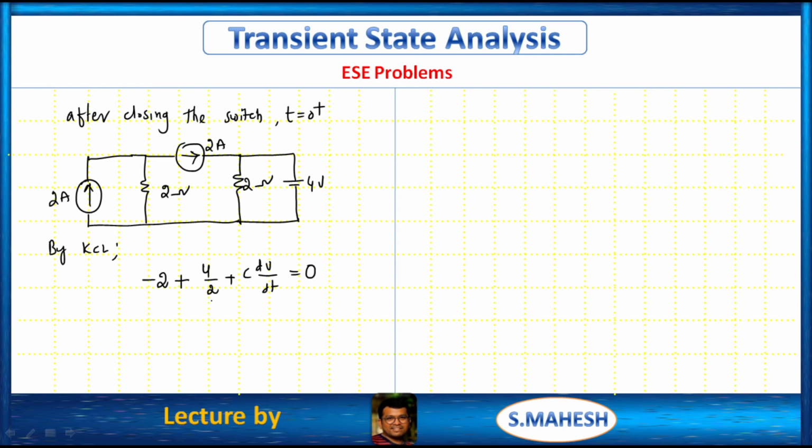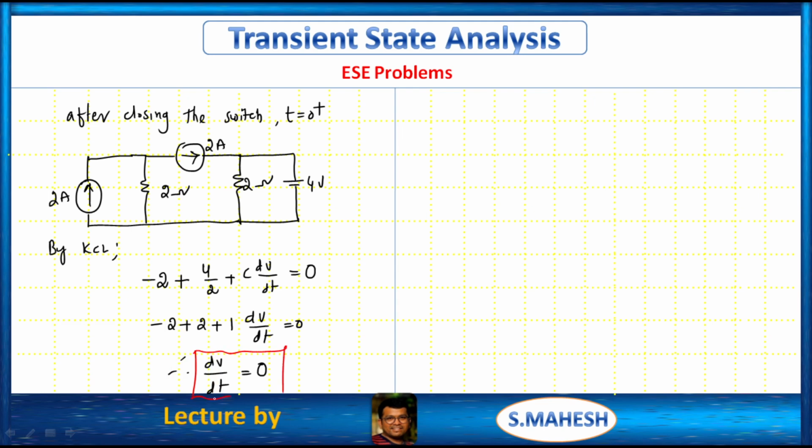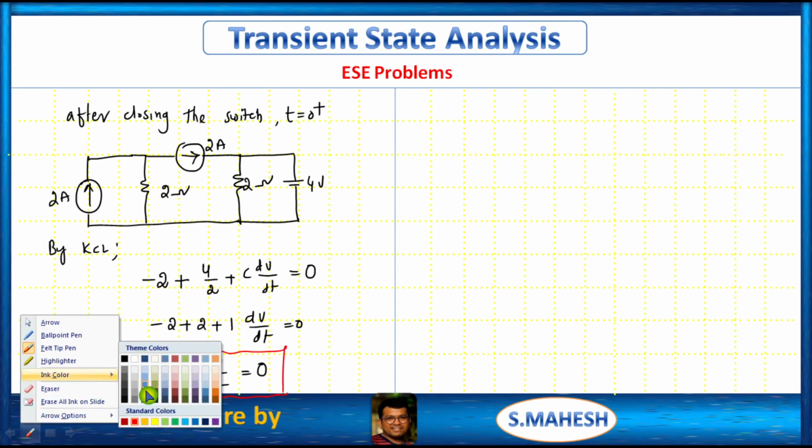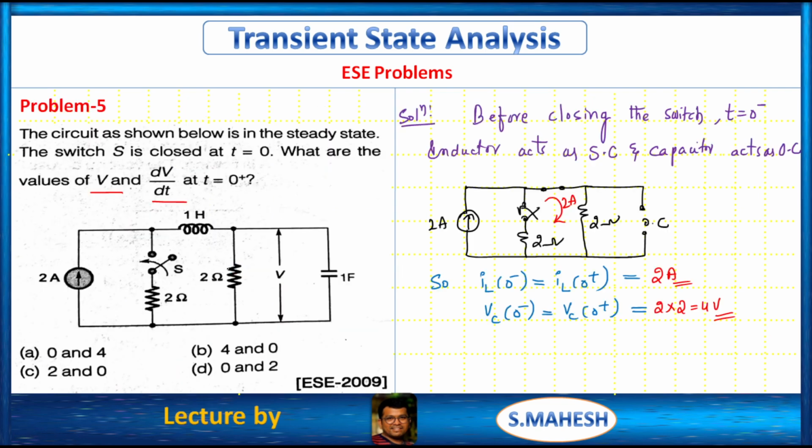From this, C is what? Given that any value of C, 1 farad. So minus 2 plus 1 into dV by dt is equal to 0. Therefore dV by dt is equal to 0. And the values of V. V is what? 4, right? 4 and 0.